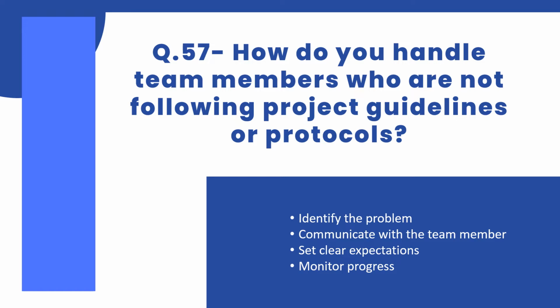Number 1. Identify the problem. I would first identify the specific problem and determine why the team member is not following protocols for communicating project updates. This could be due to a lack of understanding of the project requirements, a lack of proper training or resources, or personal issues. Number 2, communicate with the team.